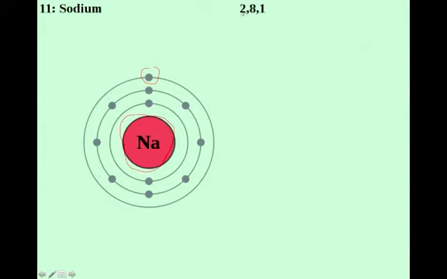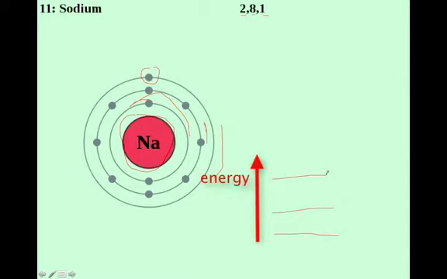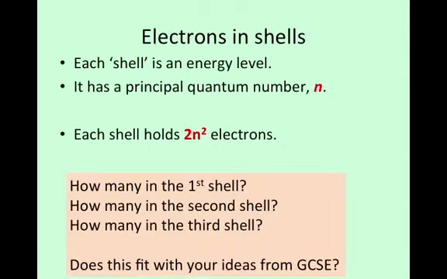2 in the first shell, 8 in the next one, and in the case of sodium there's 1 electron in the outer shell there. This inner shell of electrons is the lowest energy level, so it's the first energy level. Then this next shell of electrons is the second energy level, and the outer shell of electrons here is another higher energy level. So each shell is basically the equivalent of an energy level.